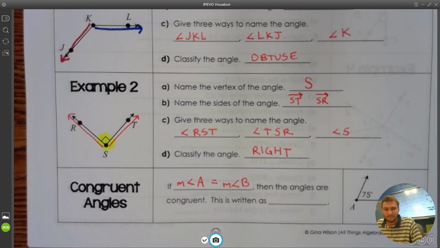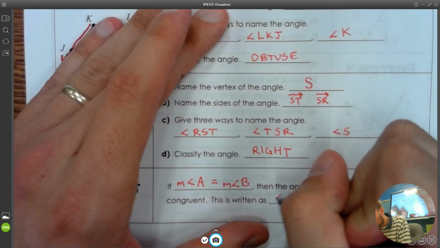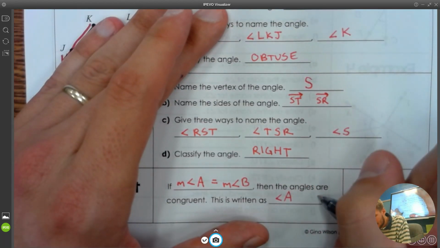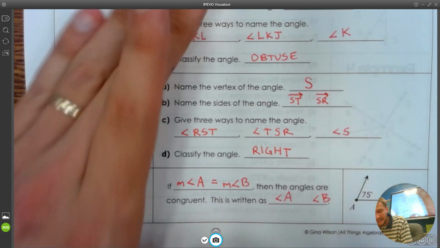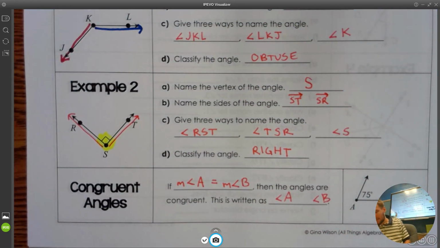Then you could say they're congruent, and this would be written as angle A is congruent to angle B. And do you remember that funky little symbol for congruent?